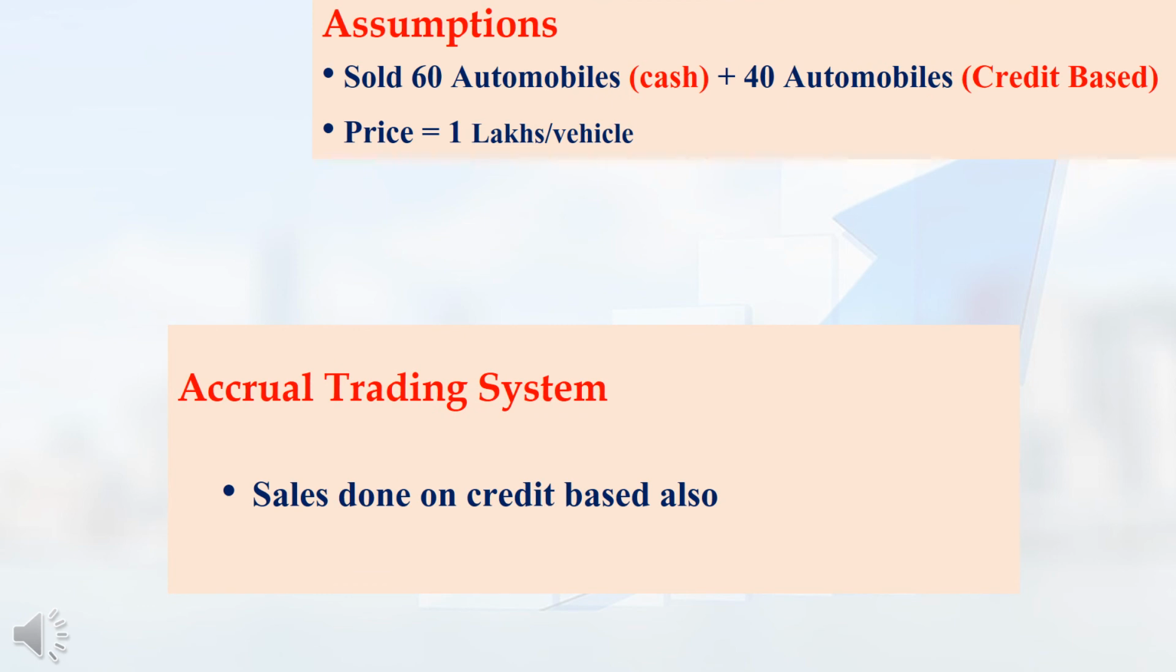We will take this example in another way. That is, instead of the cash trading system, if my company sells the automobiles on a credit basis also, then that is called the accrual trading system. For example, in my automobile company, let me assume that for 60 automobiles, customers paid the amount and took the automobiles. And for the remaining 40 automobiles, I didn't receive the cash. Instead, for those 40 automobiles, I sold them on a credit basis.